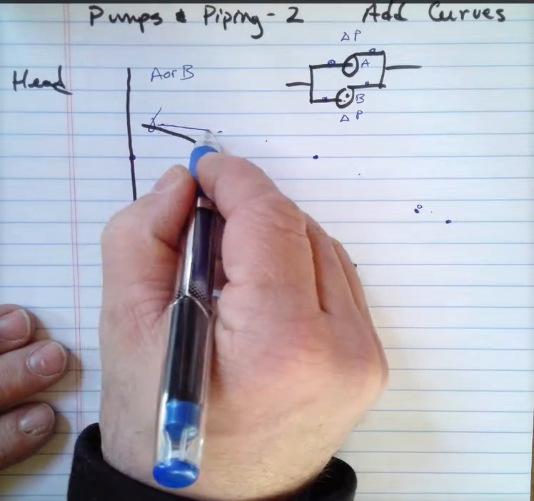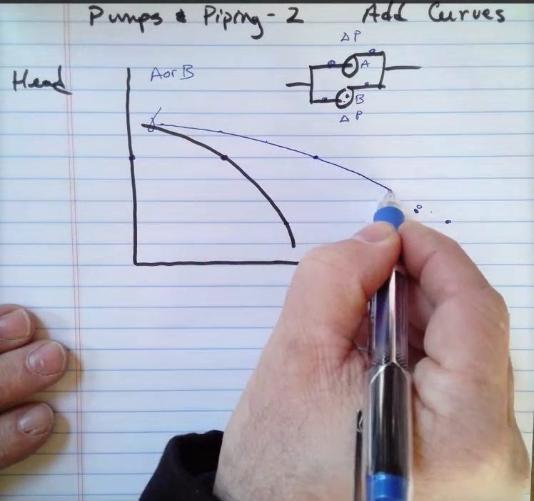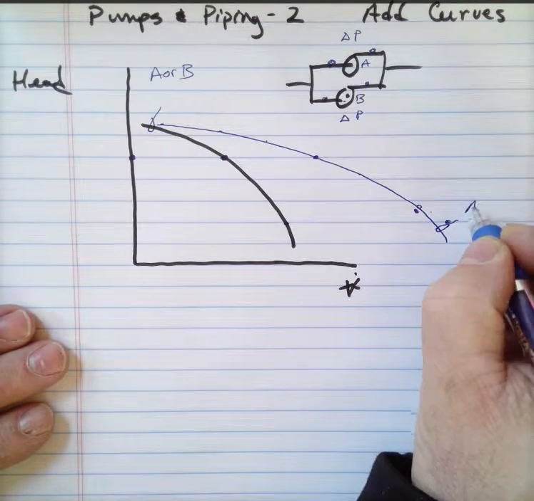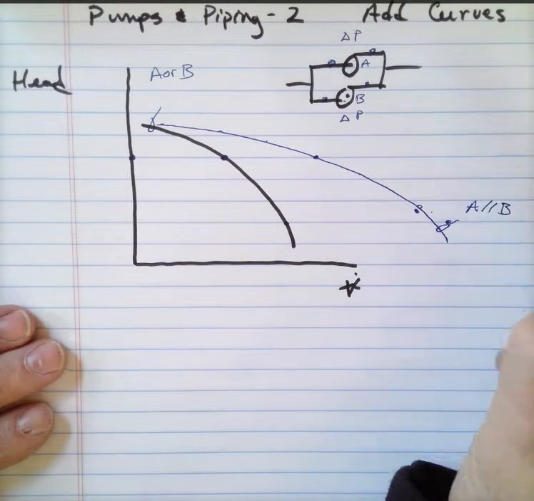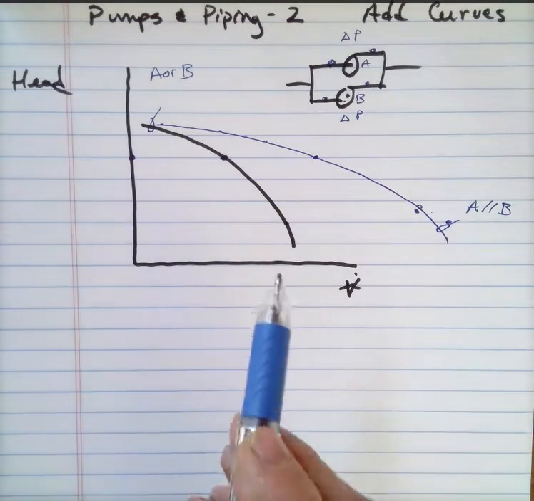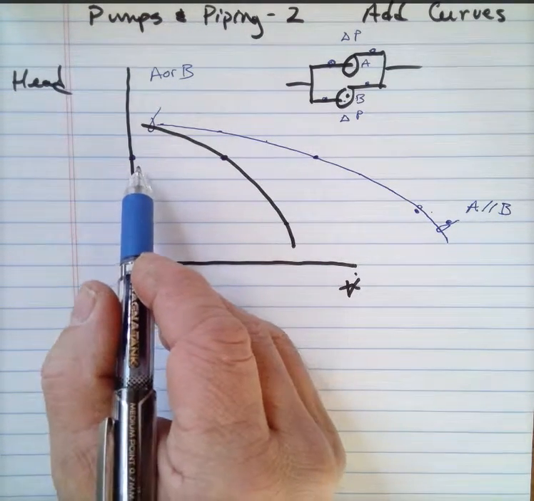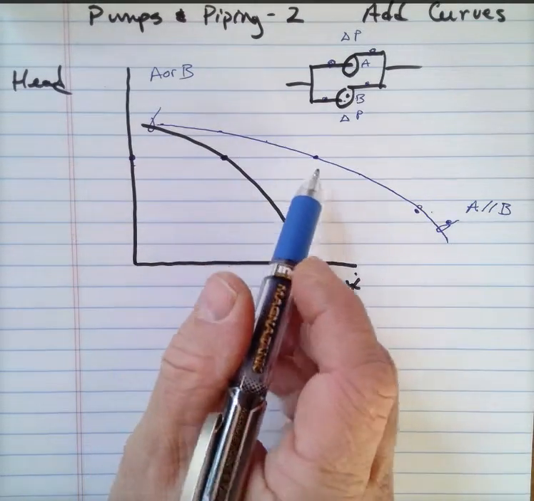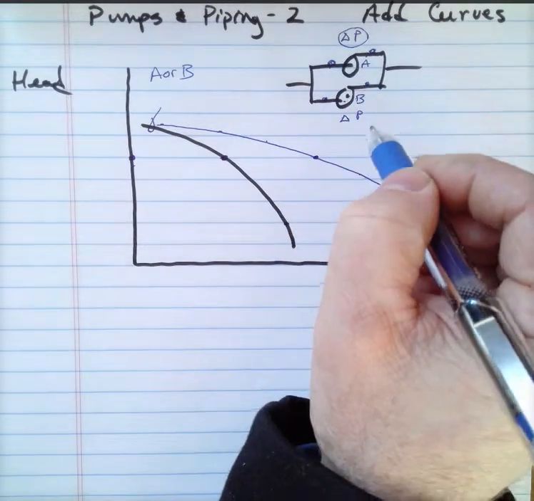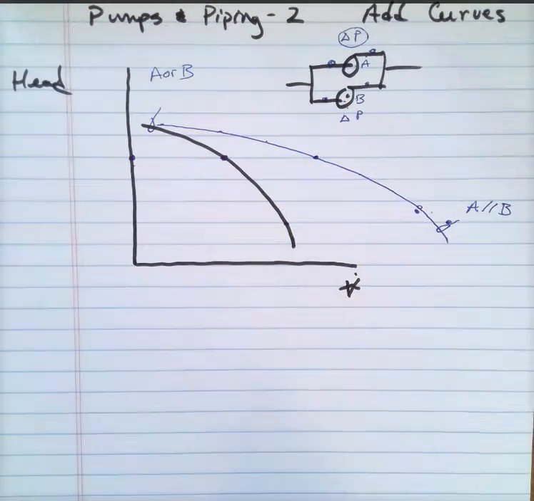And then the pump curve for A parallel to B would have, for any given head, double the flow rate. For any given head, we double the flow rate. So adding pumps in parallel, you add them horizontally. And that'll be true for valves as well.